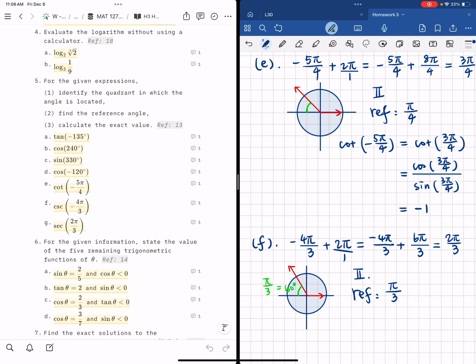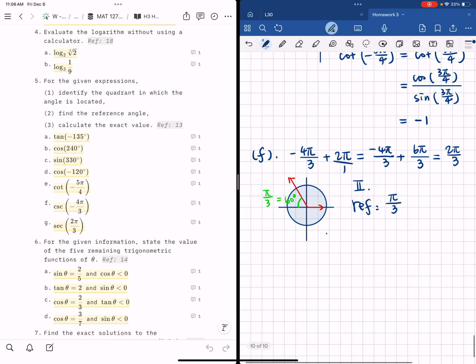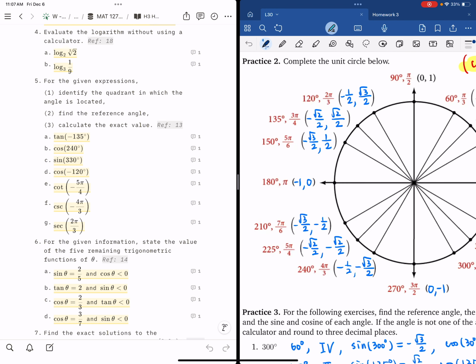All right, and finally the exact value. This one is the cosecant of -4 pi over 3. So that is cosecant of 2 pi over 3. Cosecant is the reciprocal of sine, so it's 1 over sine of 2 pi over 3. And then use your unit circle. Sine of 2 pi over 3 is radical 3 over 2. And we're taking a reciprocal of that, so it'll be 2 over radical 3.